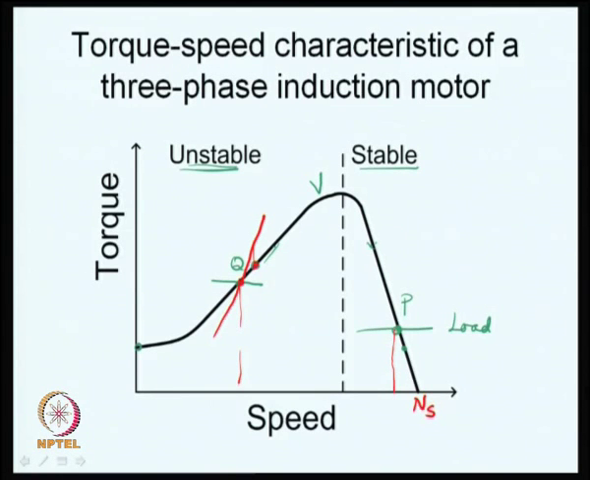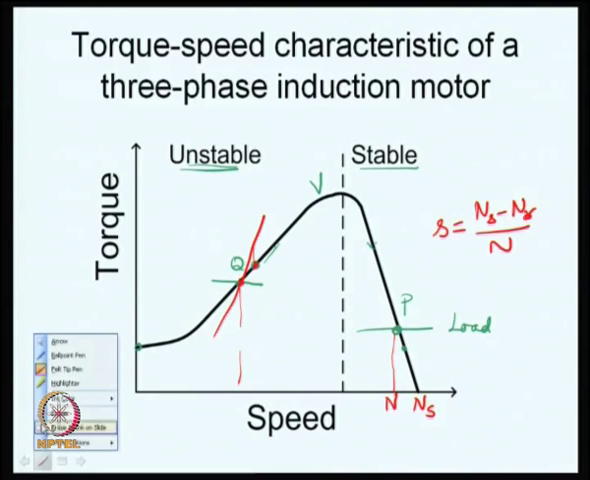Now, if you consider this operating point P, let us call this speed as n. So, slip S is basically ns minus nr by, or let us just say ns minus n divided by ns. So, this is the slip now.